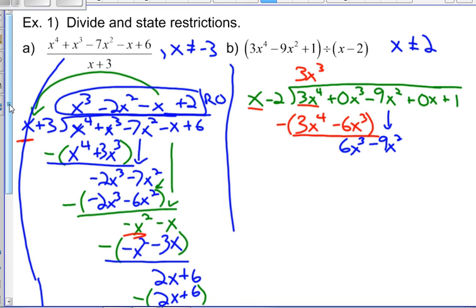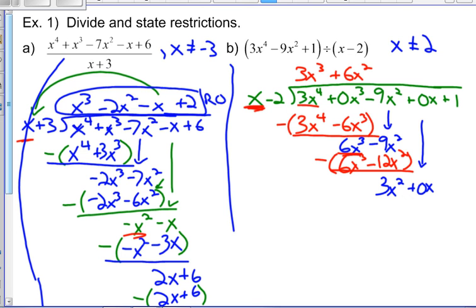Okay, same thing. Divide 6x cubed by x. That'll give us 6x squared. Okay, multiply the binomial through, and we get 6x cubed minus 12x squared. Subtract the whole thing, and it gives us positive 3x squared. And I can bring down that plus 0x. Keep going. 3x squared divided by x is positive 3x.